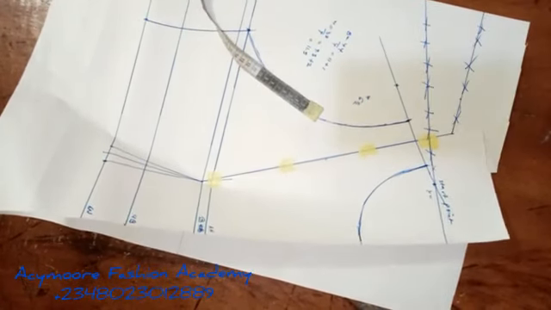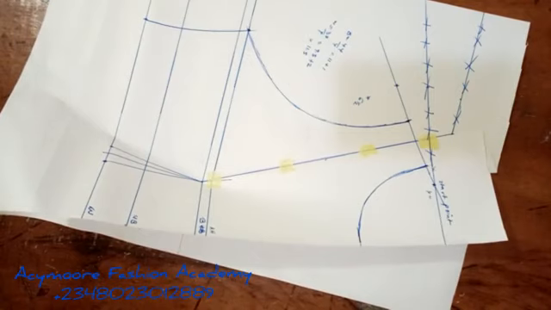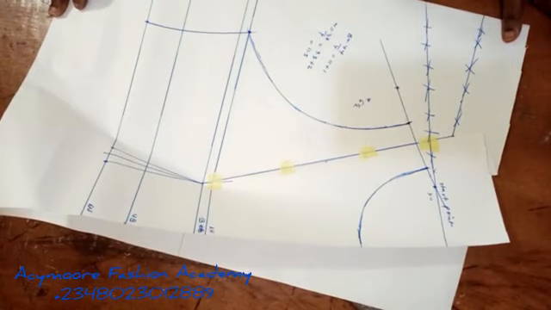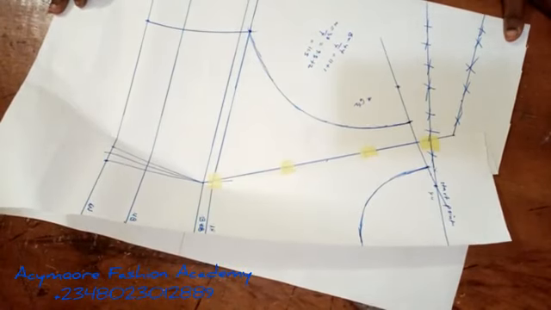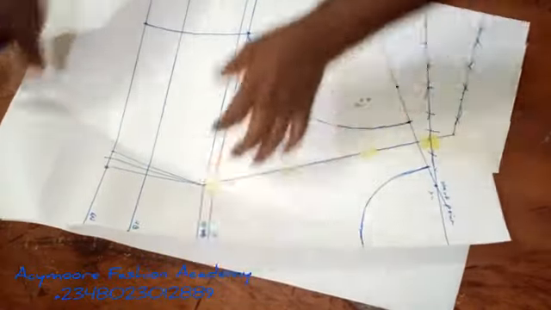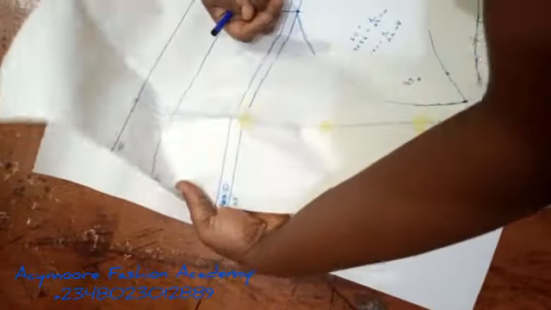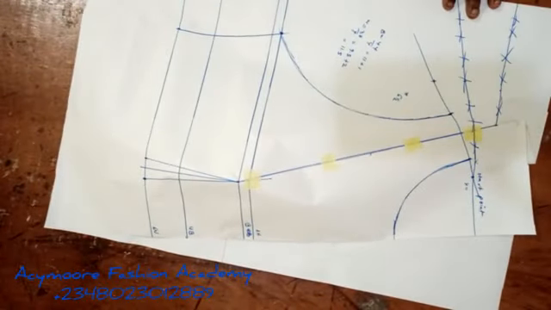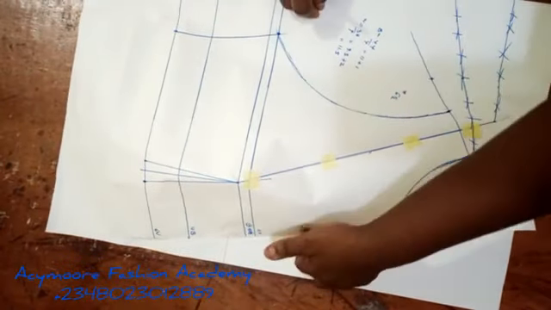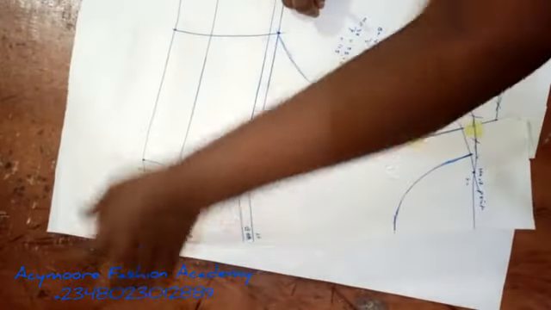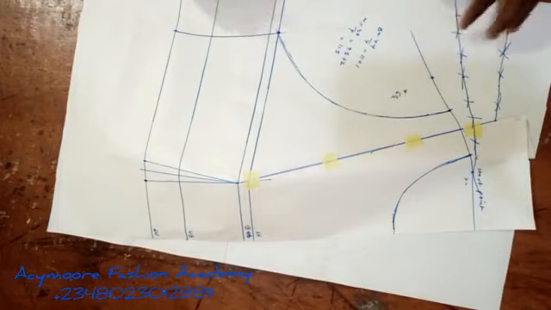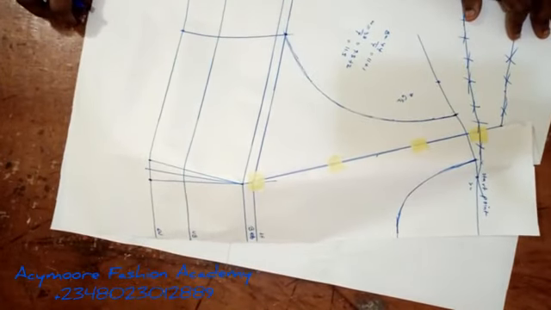There's something I also want to explain to you. Remember, part of what we'll be learning is an introduction to dart manipulation. Now I need you to listen very carefully. You can see that my pattern is not flat. It's accentuated, it's not flat. So I need to flatten it so that I can also draft the back bodice.